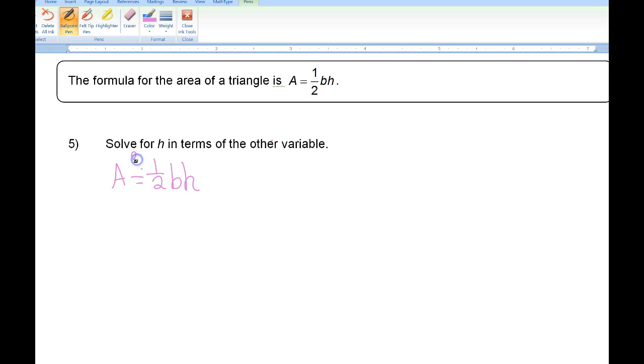So it can't cancel out. Yeah, you want to cancel out the 1/2. And if you're trying to get rid of the 1/2, you have to multiply by the reciprocal. If it was 1/3, you would multiply by 3. Whatever it is, reciprocal.